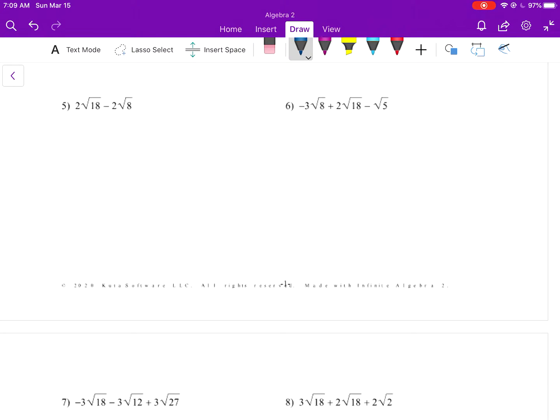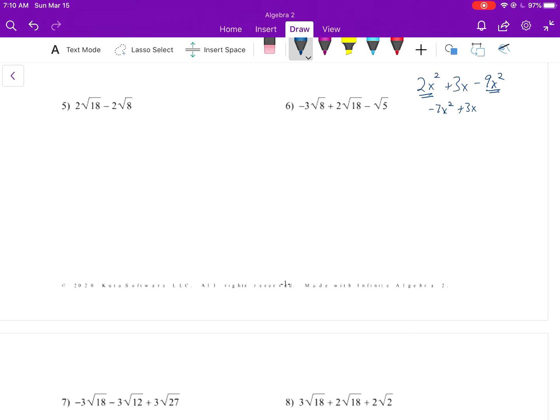The only thing different for 6 through 11 is that there might be more than 2 terms. But it's still not a difficult task because when we dealt with variables, we might have had a 2x squared plus a 3x minus 9x squared, something like that. Well, these were like terms, so we could combine those, negative 7x squared plus 3x, and that one wasn't. And so we're just left with 2 terms instead of 3.